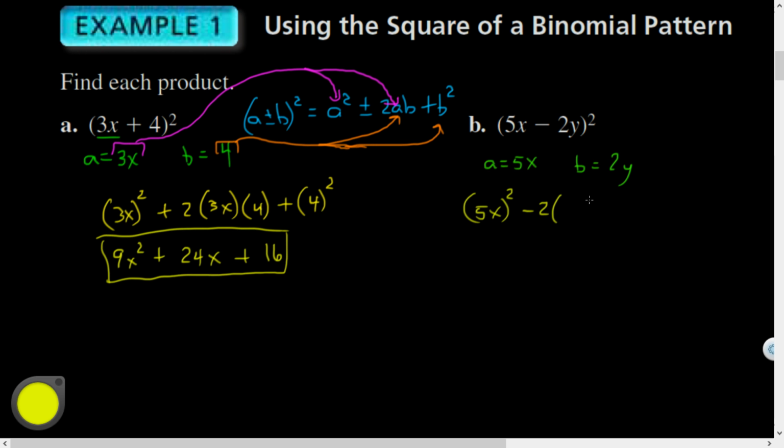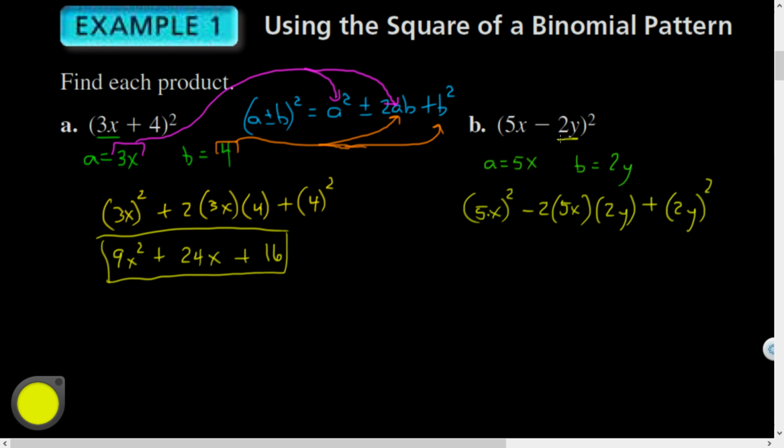And instead of a, what am I writing? What did I call a a moment ago? So instead of 2ab, what am I writing in for a? Yeah, so 5x, and then instead of b, I'm writing 2y. And then it says plus b squared, so plus 2y all squared. So let's simplify this. I can distribute an exponent over multiplication, in case you didn't know that. So both the 5 and the x are getting squared.